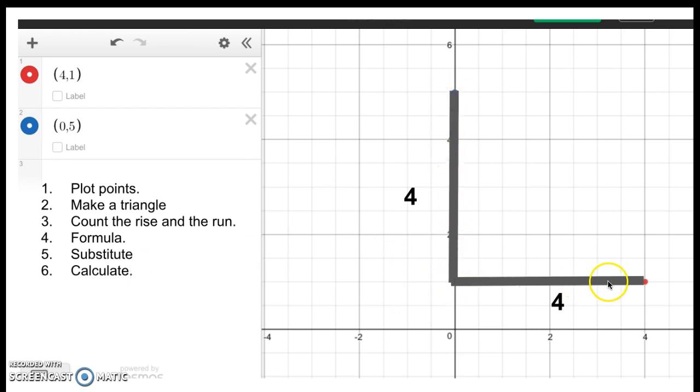So in this one, we've made a triangle. Here are the points. I've counted the rise. So just be careful of the numbers using the Desmos. So see, this is 1, there's 2, there's 3, there's 4, that's 5. So my Y is 1, 2, 3, 4. My X is 1, 2, 3, 4. Substitute and then calculate.